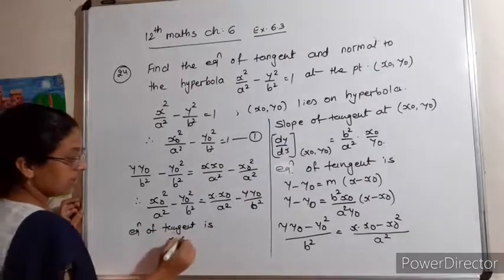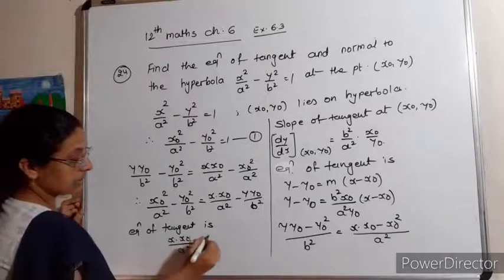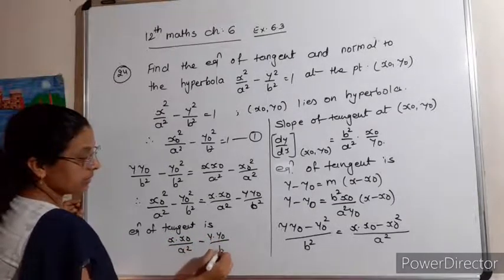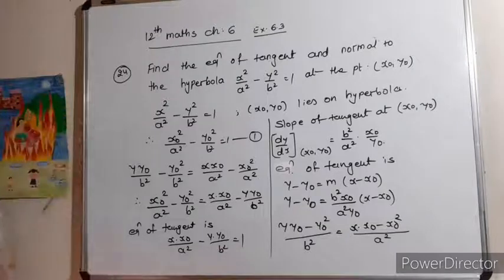We get the equation of tangent: x0 x upon a square minus y0 y upon b square is 1. So this is the equation of tangent at point x0, y0. Okay, this is the equation of tangent.